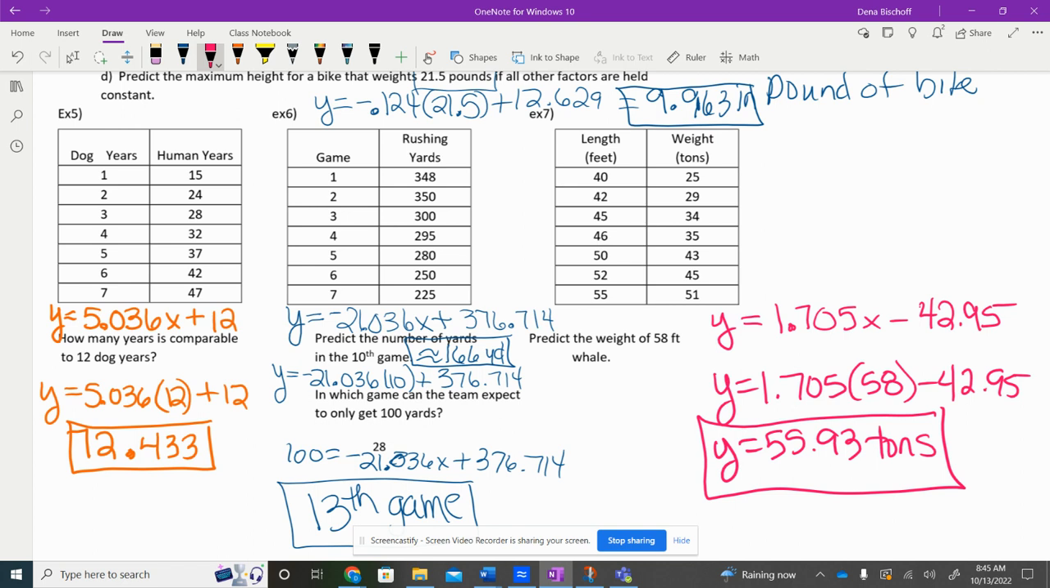Okay. What do you think? I'm going to leave those up there so you guys can show that. We still have 3 more examples to do before I get you on your homework. 3 more examples to do.